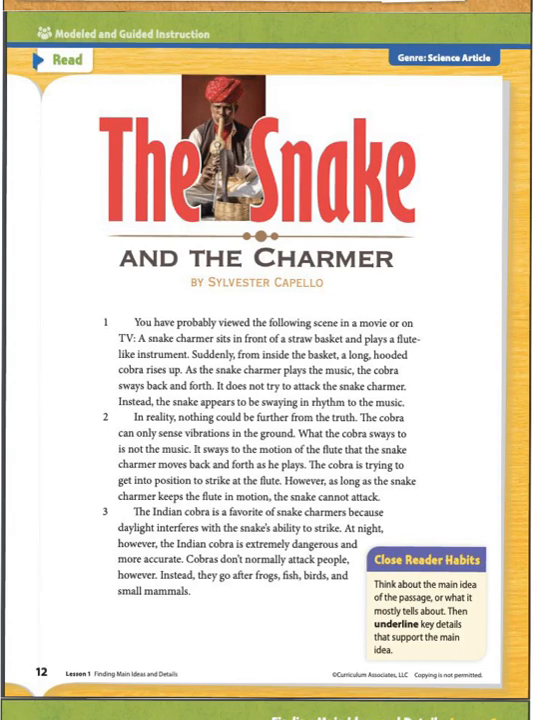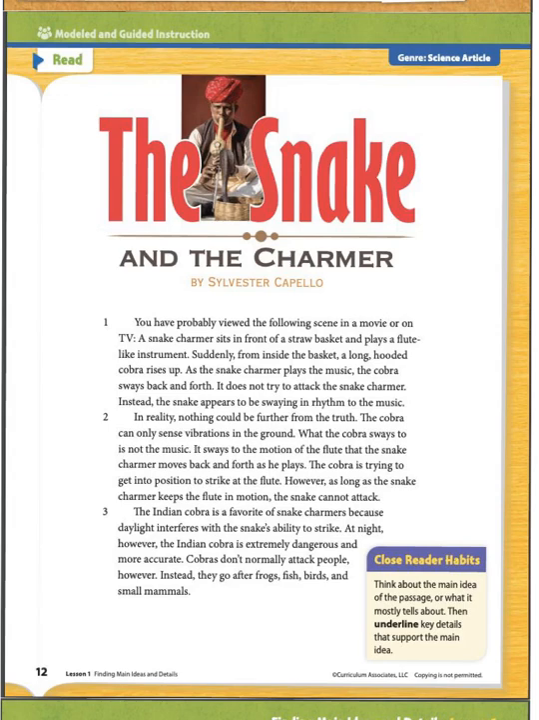The Indian cobra is a favorite of snake charmers because daylight interferes with the snake's ability to strike. At night, however, the Indian cobra is extremely dangerous and more accurate. Cobras don't normally attack people, however. Instead, they go after frogs, fish, birds, and small mammals.